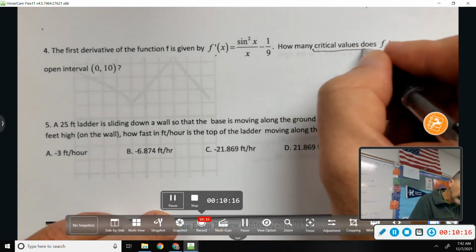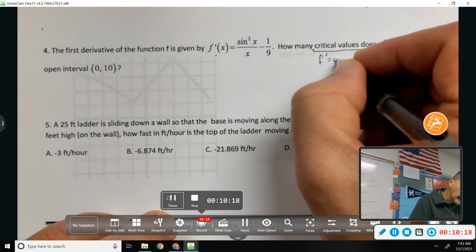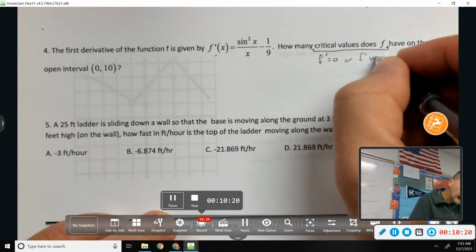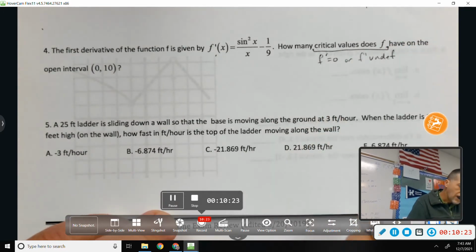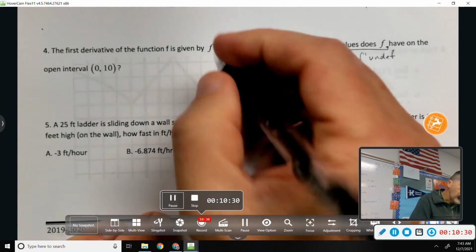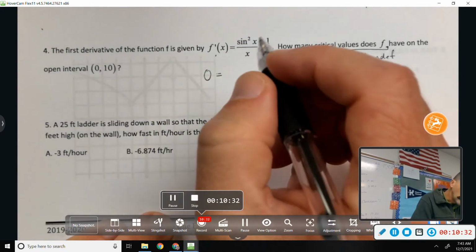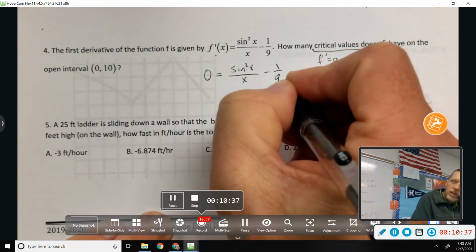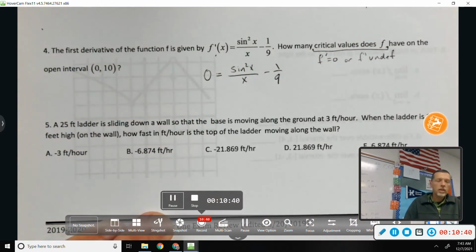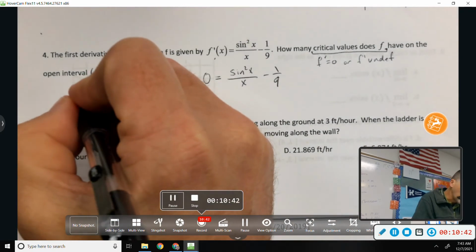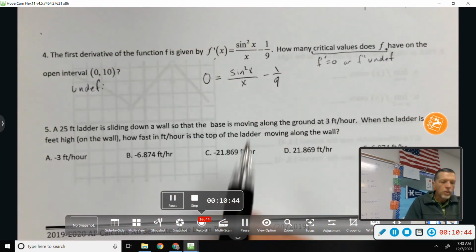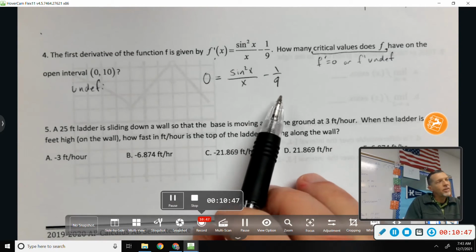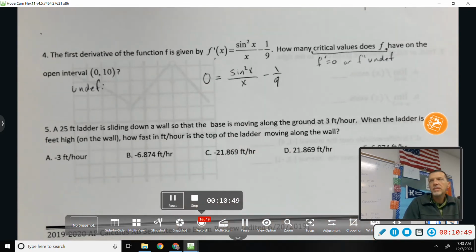So critical values of f would be where f prime equals 0 or f prime is undefined, on the open interval 0 to 10. Well, I want to know where it's equal to 0 or where it's undefined. Let's do the undefined one first because I think that's easier. Where would this thing be undefined? What value of x would make this a problem? 0.